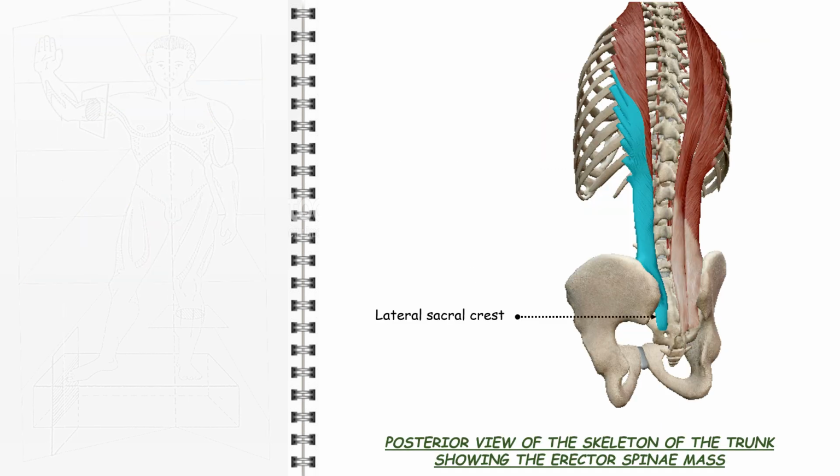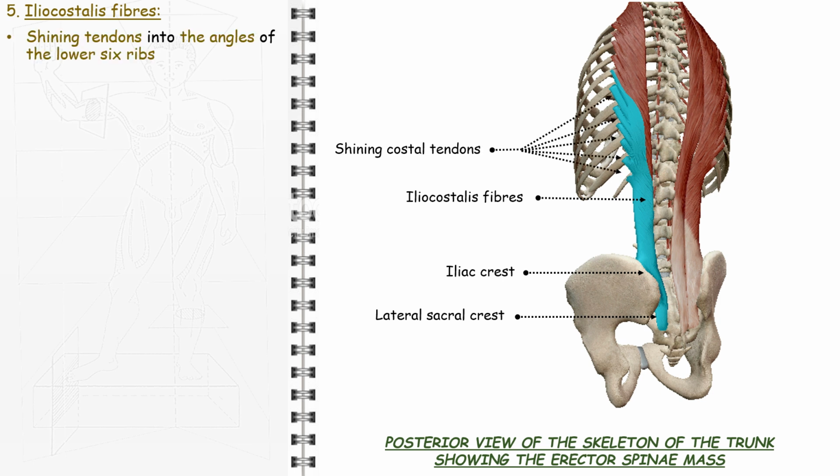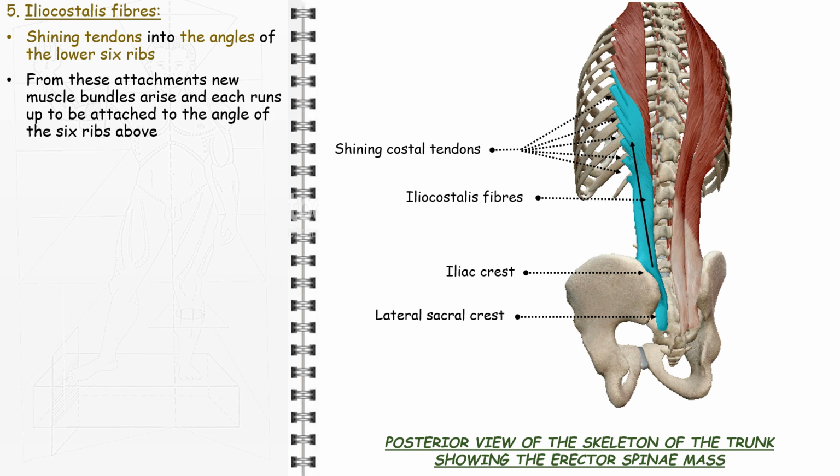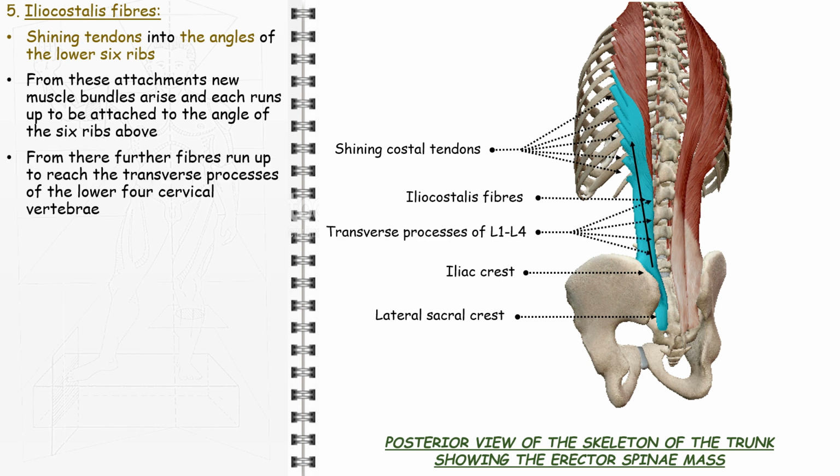The iliocostalis fibers arise from shining tendons into the angles of the lower 6 ribs. From these attachments new muscle bundles arise and each runs up to be attached to the angle of the 6 ribs above. From there further fibers run up to reach the transverse processes of the lower 4 cervical vertebrae.